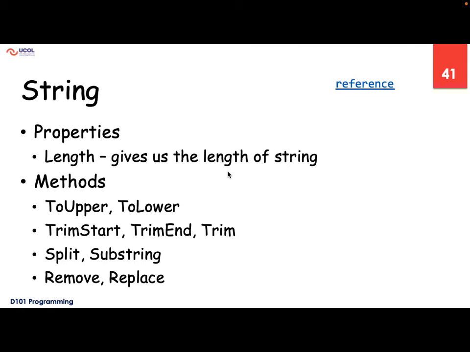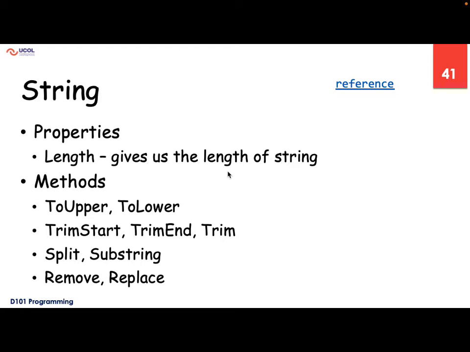What is a property? What is the length of that particular string? How many characters are there? You can simply say that. For the string we have created, how many characters are there? What is the length of that string? Then we have methods, ToUpper, ToLower. It's very simple. If you want to convert all the characters to uppercase, capital A, capital B, capital C, you can use the ToUpper method, and it will automatically convert the whole string to uppercase.